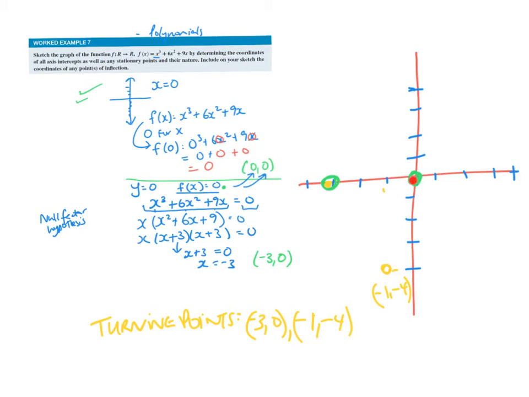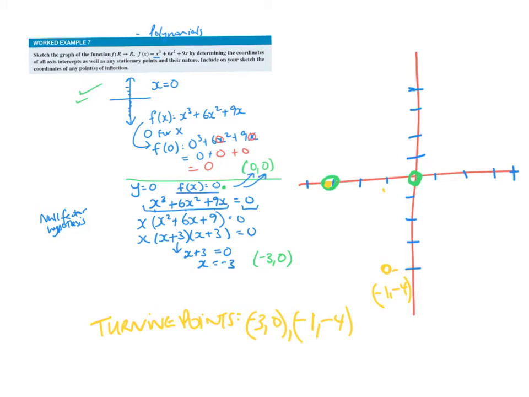This one here, 0, 0, is just an intercept that goes through the graph. So that didn't come through as being a point of either an inflection or any kind of turning point. It's just somewhere where the graph crosses that point. So it's coming through there somewhere.